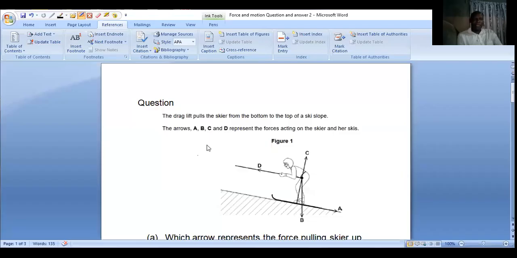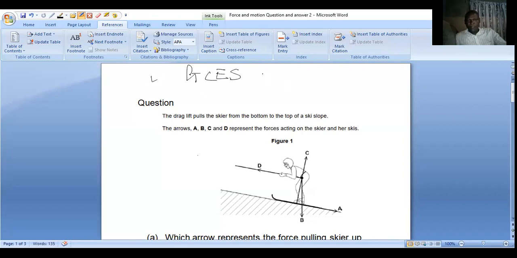Well, this is actually the lesson for today. It's a question that we are supposed to answer. It's actually a GCSE or O-level physics question.